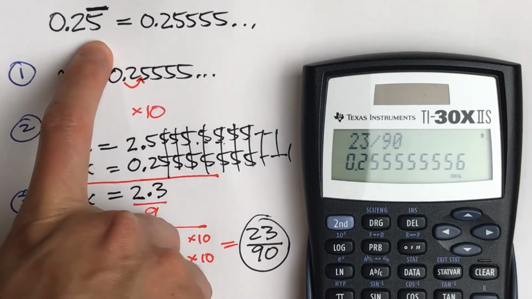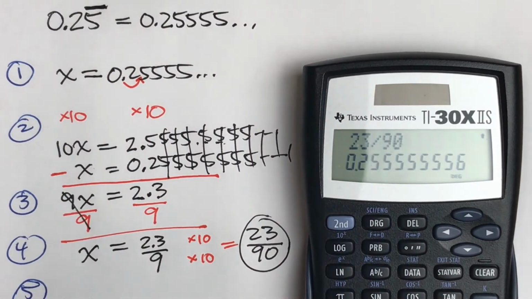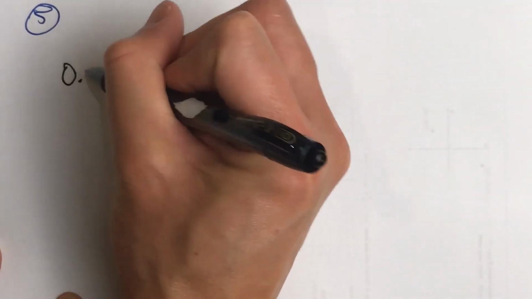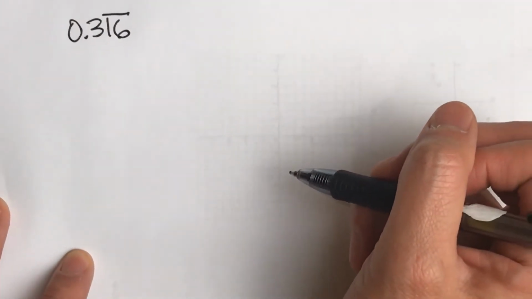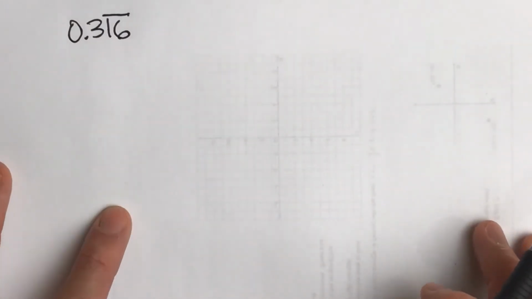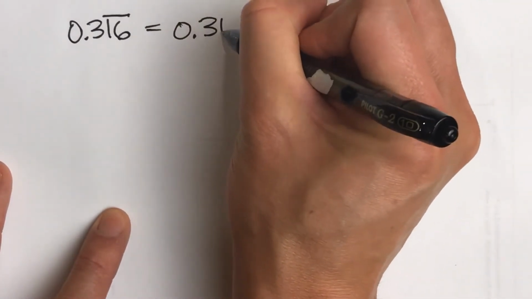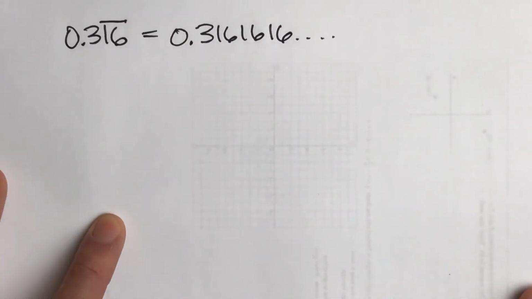See, in this example, we had one digit repeating. Let's do one where there are two digits repeating now. We'll do 0.316, where just the 1 and the 6 repeat. Okay, so this is really equal to 0.31616161616 forever and ever and ever.